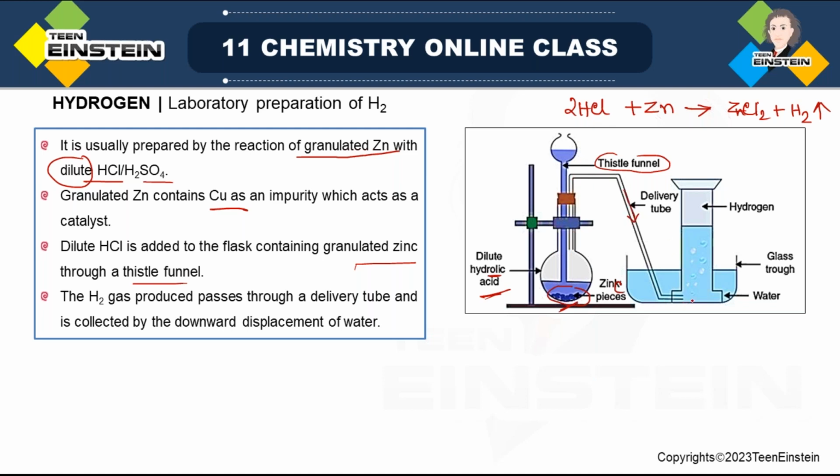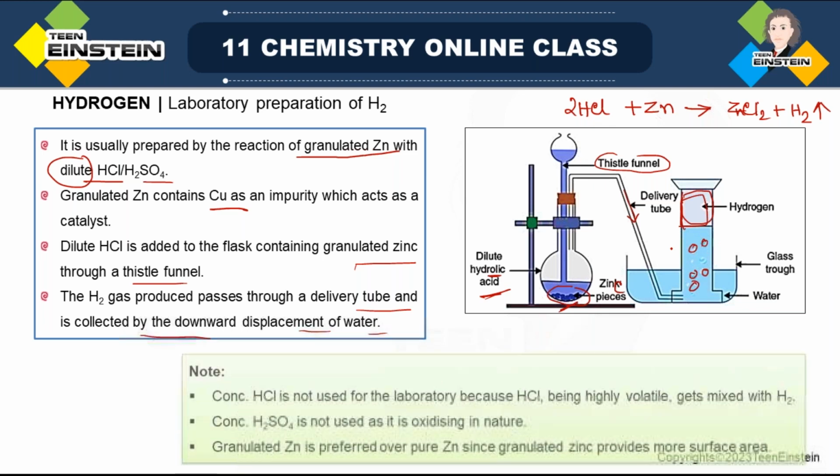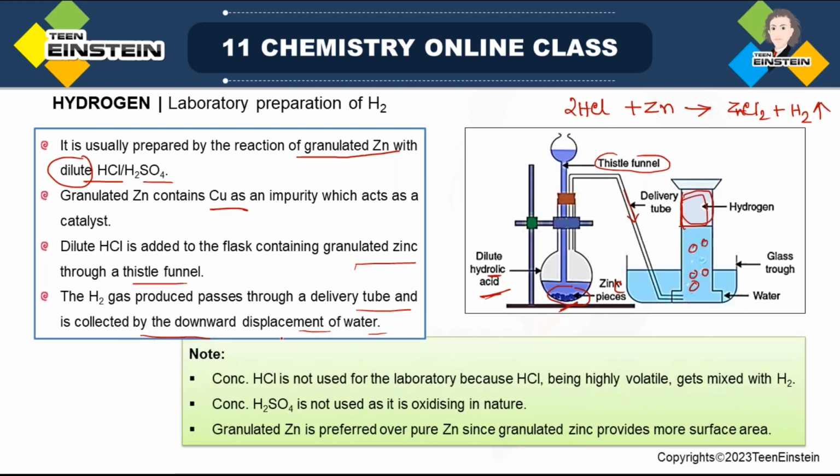Another outlet is there, a delivery tube, and there is already water taken, with an inverted cylinder. The bubbles of hydrogen gas will gradually be deposited here. So the H2 gas produced in this reaction goes through the delivery tube and is ultimately collected by downward displacement of water. Hydrogen gas is lighter, so it will be deposited here. We have to keep these points in mind.